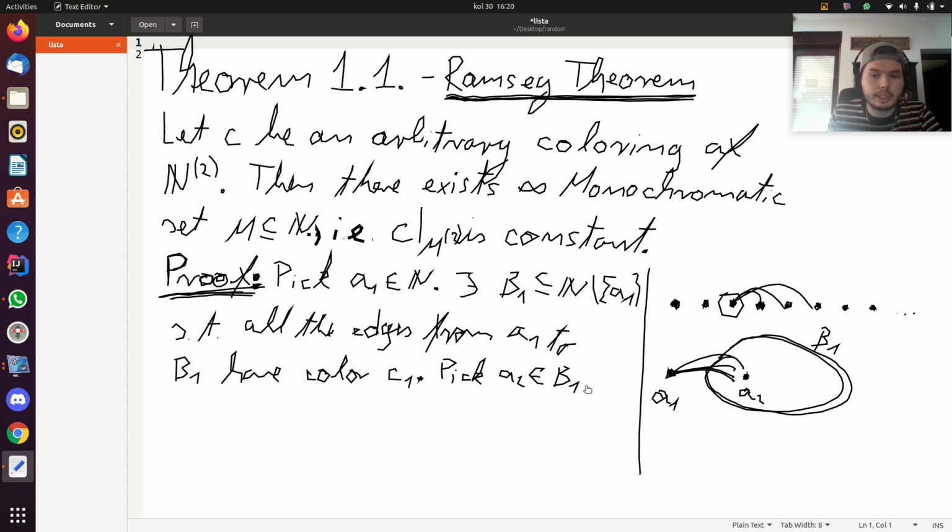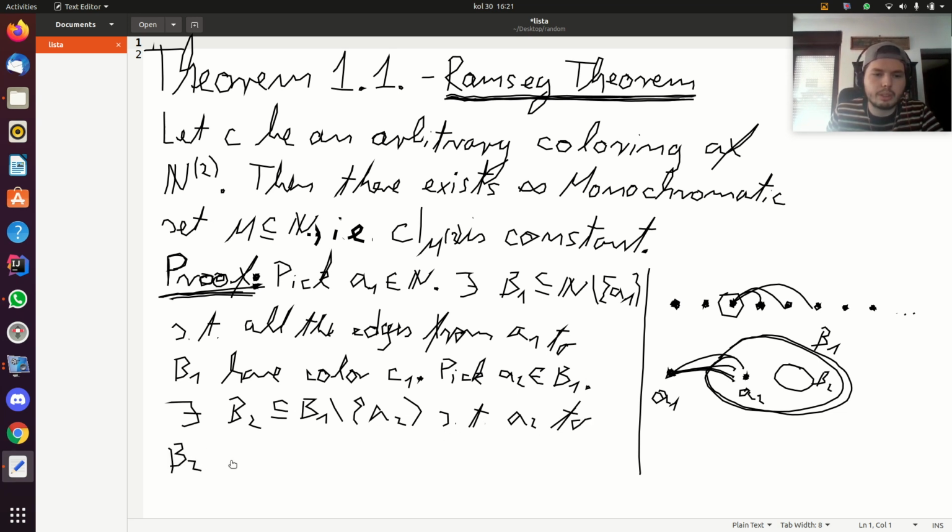and repeat the process. So we know there exists a set B2 inside of B1 minus A2 such that all the edges from A2 to B2 are of the same color, say C2.